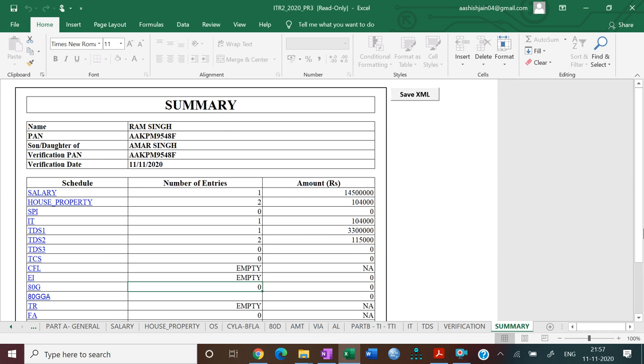So this is another example for ITR filing. I hope now you understood very well.